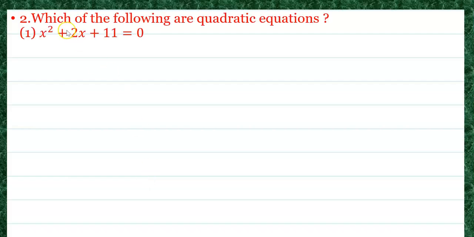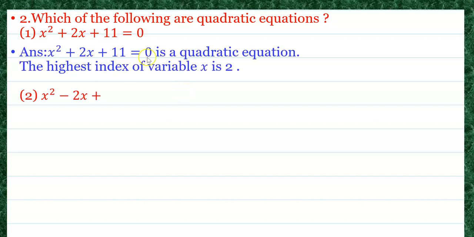Question number 2. Which of the following are quadratic equations? अतिशय सोपा प्रश्न आहे. x square plus 2x plus 11 is equals to 0. Answer. x square plus 2x plus 11 is equals to 0 is a quadratic equation. The highest index of variable x is 2 and hence it's a quadratic equation.